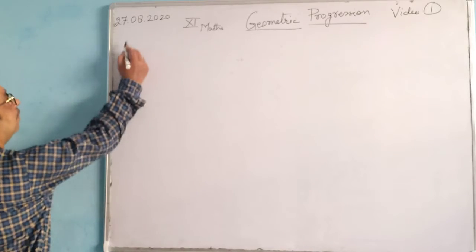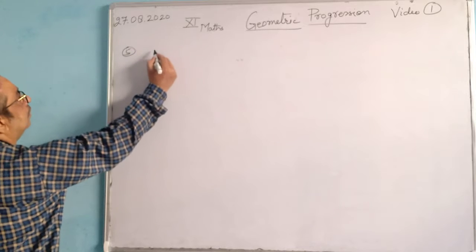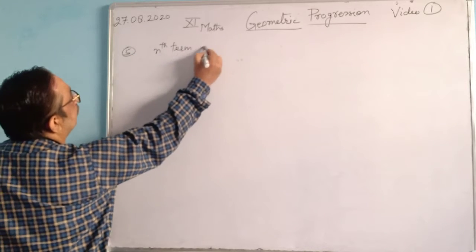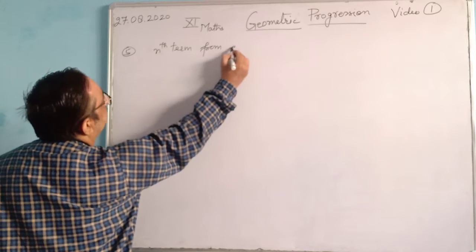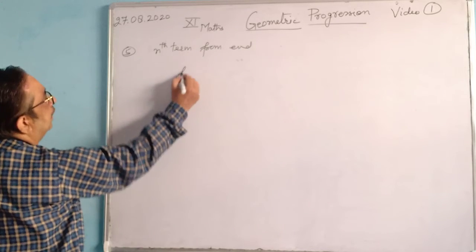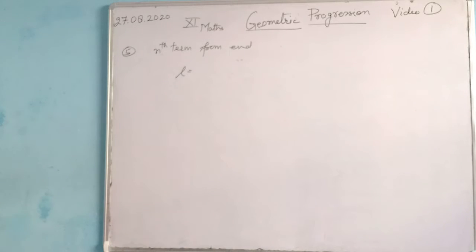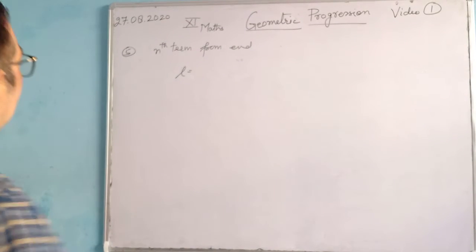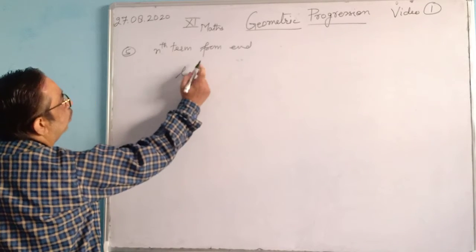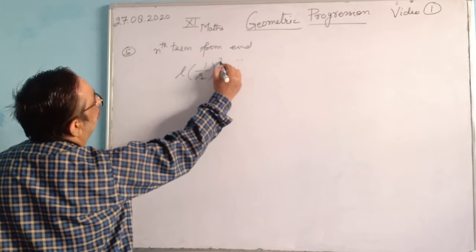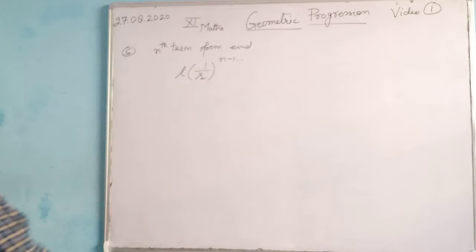Okay, now fifth point, nth term from the end. l equals, this is written as l equals 1 upon r raised to the power of n minus 1.